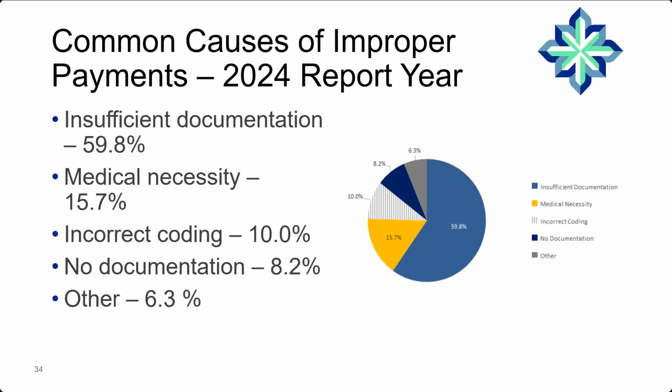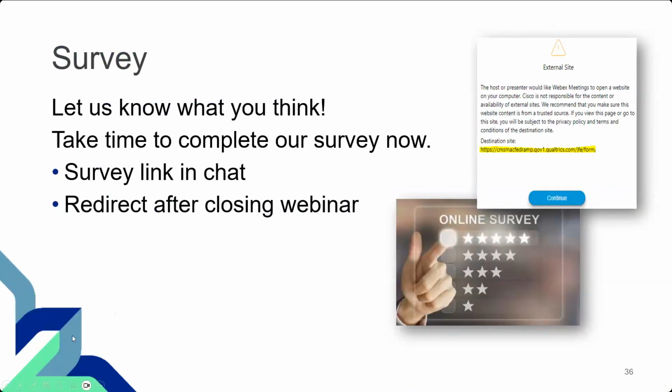And for all our claims at WPS, remember those error categories? The largest number of errors assessed for WPS was insufficient documentation. This is the common causes nationally. 59% of the CERT errors assessed in the 2024 report year were for insufficient documentation. Our next one, I believe, was no documentation, where that one's moved a little further down here nationally, but medical necessity is at 15%.